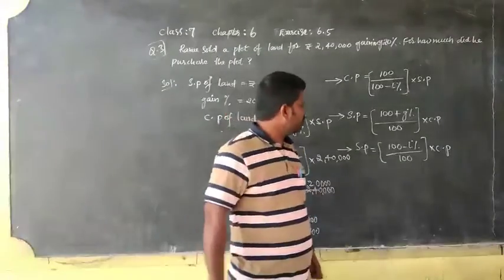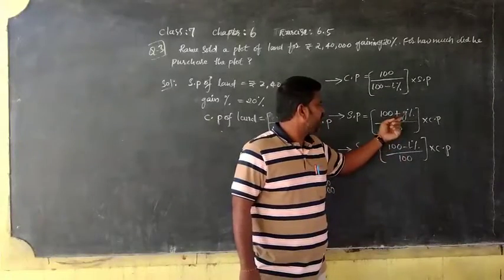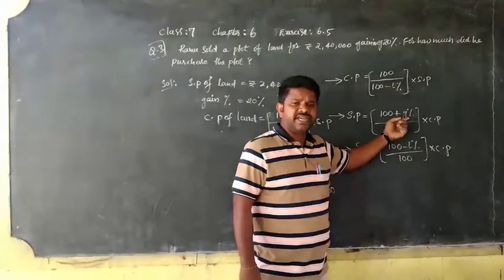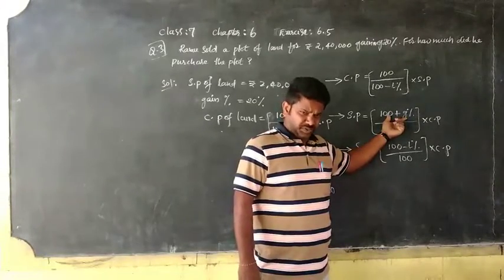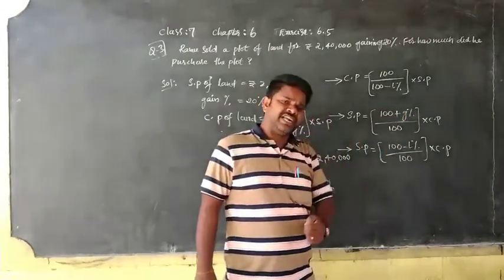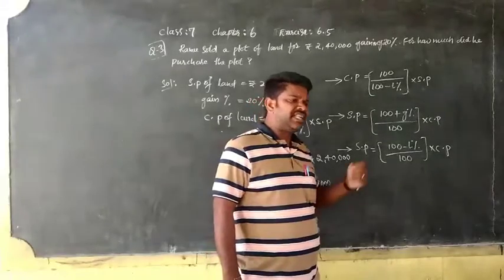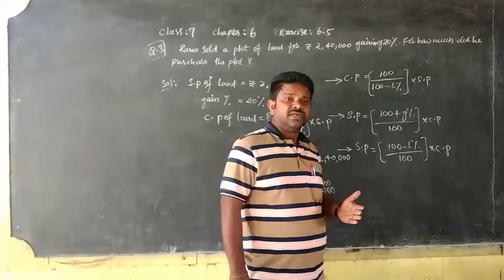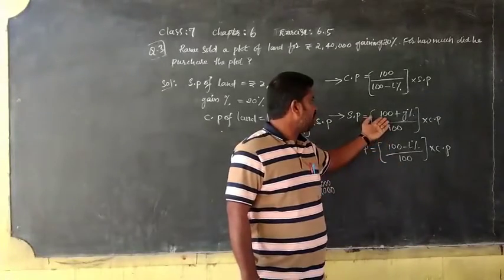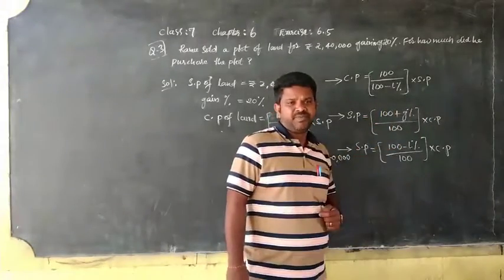We have to observe one thing. When the percent of gain is given, we are adding it to the 100. That means if the cost price is 100 rupees, the selling price is 100 plus the gain percent, right?